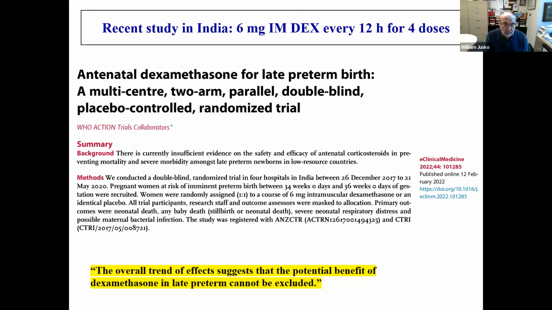But later, what they concluded in doing a study of 6 milligrams IM dexamethasone every 12 hours for 4 doses in needful women was a very ambiguous conclusion. It says that the overall trend of effects suggests that the potential benefit of dexamethasone in late preterm cannot be excluded. Yeah, I've never seen such a wishy-washy conclusion. They just were not certain it was really working well.